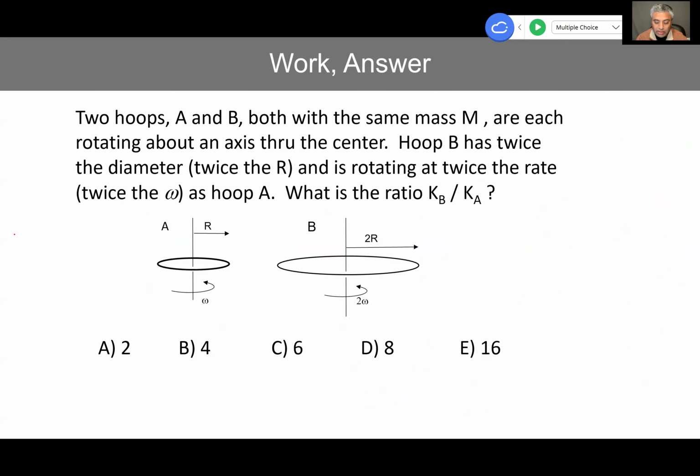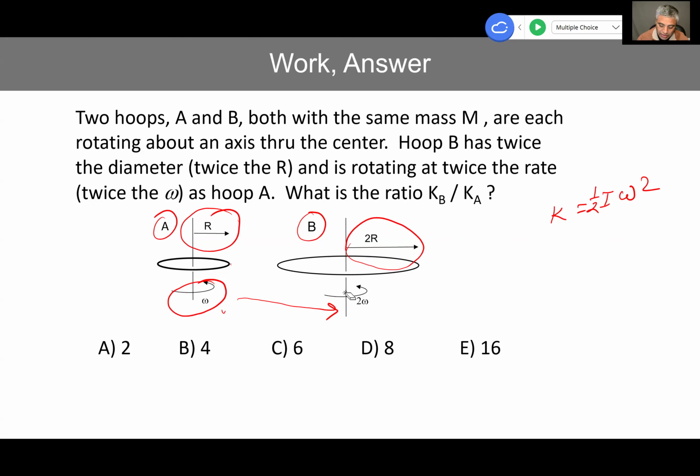Now, I have another question for you. In this case, these are two hoops, hoop A and hoop B. They are not translating, they are just spinning. So their kinetic energy is just half I omega squared. But one has angular speed omega, and the other has double that. Similarly, one has radius r, and the other has double that radius.